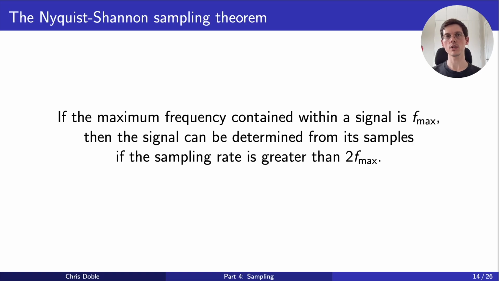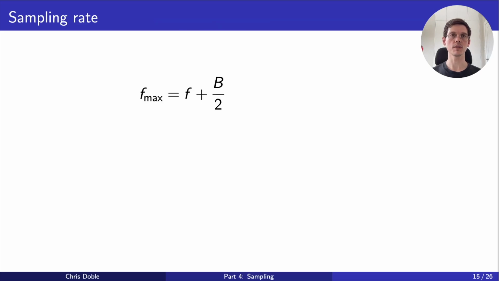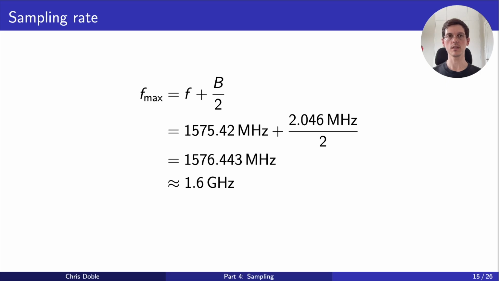Thankfully, the Nyquist-Shannon sampling theorem tells us that if the maximum frequency contained within a signal is fmax, then the signal can be determined from its samples if the sampling rate is greater than 2 fmax. In other words, if our sampling rate is greater than 2 times the maximum frequency within the signal, we'll capture all of its information. In the case of the CA signal, we can calculate the maximum frequency as the center frequency plus half the bandwidth. Substituting in the actual values, we find that gives us a maximum frequency of around 1.6 GHz. The Nyquist rate is double that, or around 3.2 GHz.